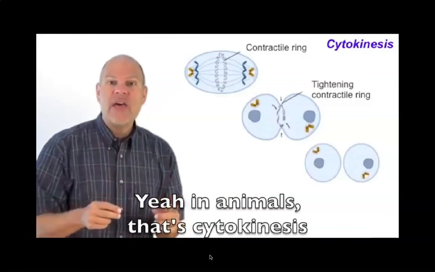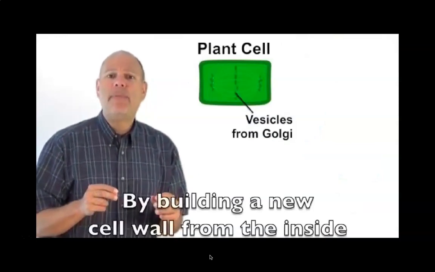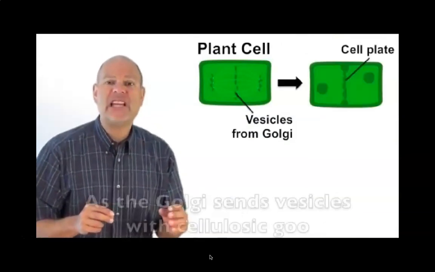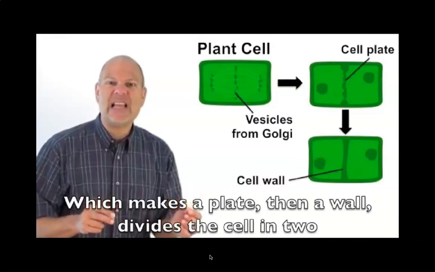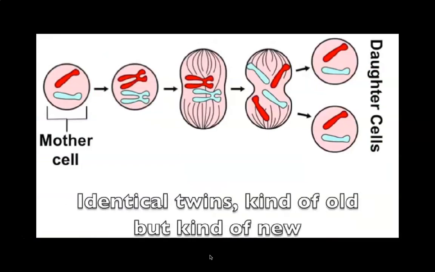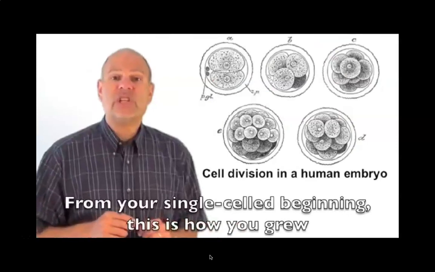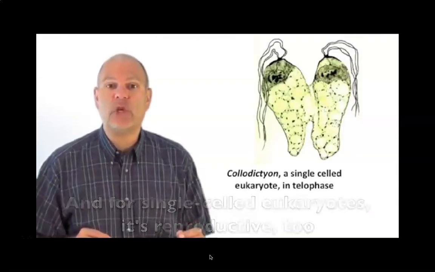Yeah, in animals, that's cytokinesis, but it's different in plants, and then the cell divides by building a new cell wall from the inside as the Golgi sends vesicles with cellulose goo, which makes a plate, then a wall divides the cell in two. And instead of one mother cell, we now have daughters too. Identical twins, kind of old but kind of new. From your single cell beginning, this is how you grew. And for single celled eukaryotes, it's reproductive too.